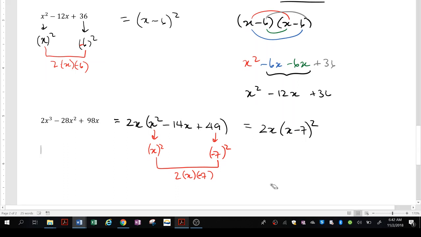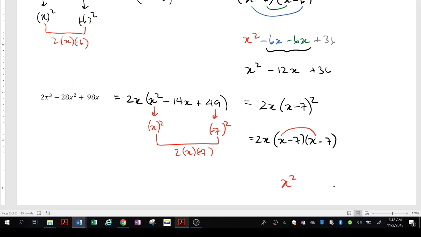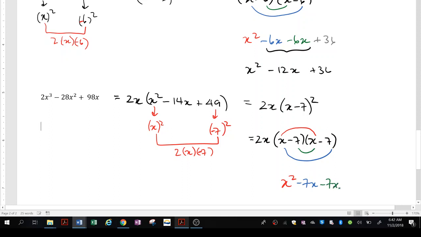And again, we could FOIL to double check our answer. I'm going to leave that 2x out there. x minus 7, x minus 7. We have to expand that. So let's FOIL now. That gives us our x squared term minus 7x minus 7x, and this gives us our plus 49.